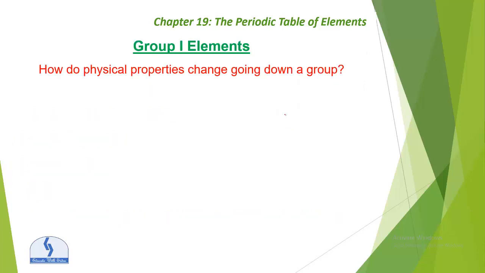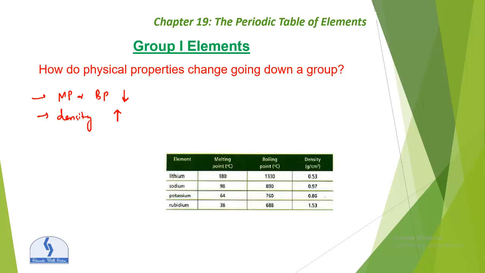How do the physical properties change going down a group? Going down a group, the melting point and boiling point decrease, and the density of the alkali metals increases, right? So there are two things: melting and boiling point decrease and density increases. You can see the chart. Lithium has a melting point of 180. As we go down the group, sodium has a lower melting point compared to lithium, that is 98. Potassium has a lower melting point compared to sodium and lithium, that is 64, and so on.